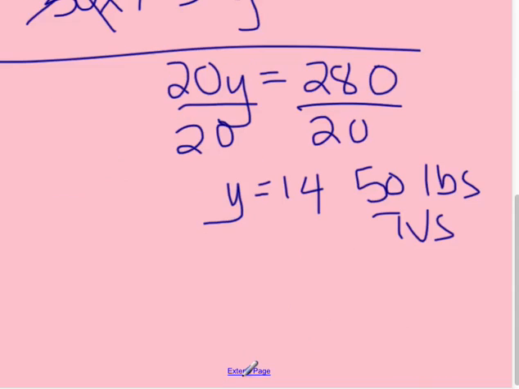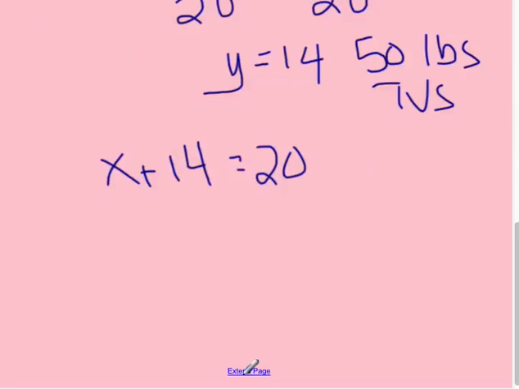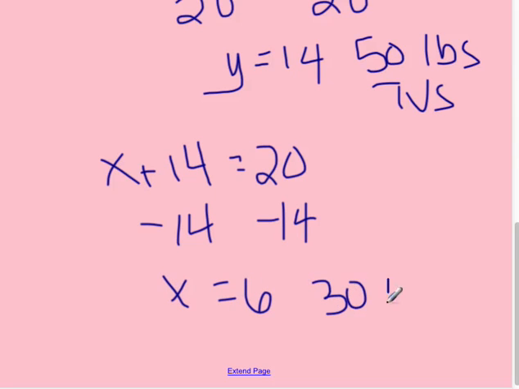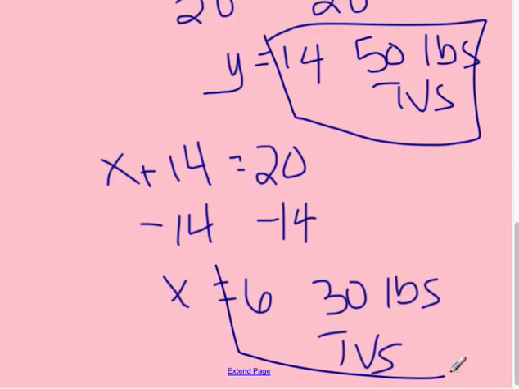So now I need to plug it back in for y to get my x. I remember that I have the equation x plus y is equal to 20. So instead of writing x plus y, I'm going to write x plus 14, since y is equal to 14, and that's equal to 20. So now I'm going to subtract 14 from both sides, and I get that x is equal to 6. And I have 30-pound TVs. Okay? So there are 14 50-pound TVs and 6 30-pound TVs.